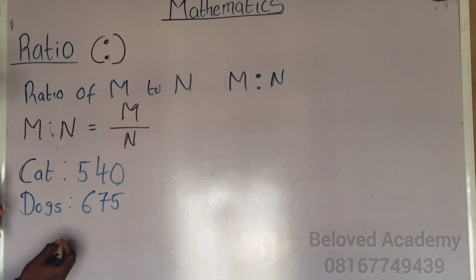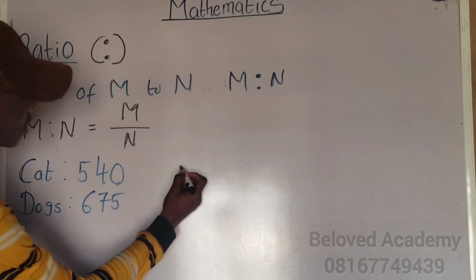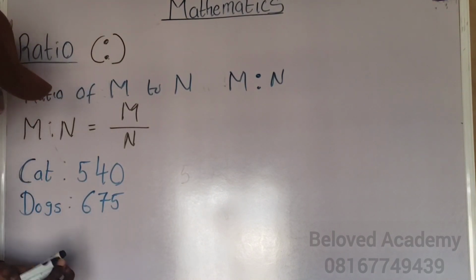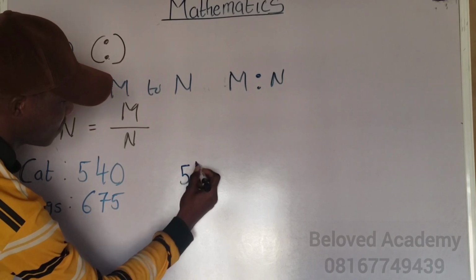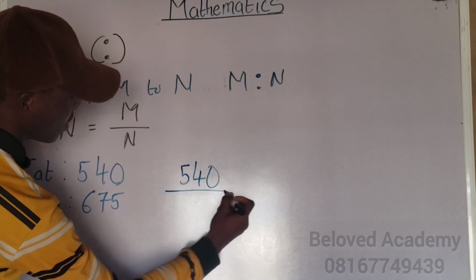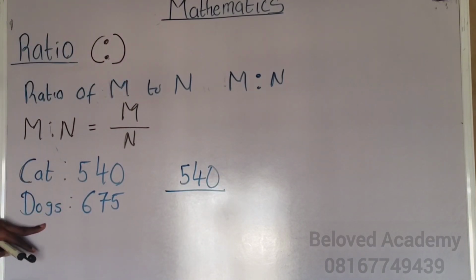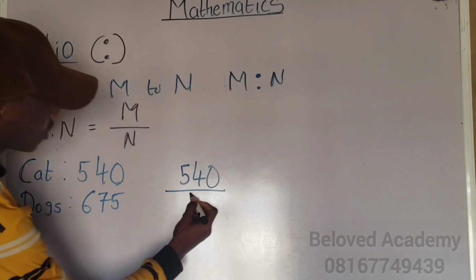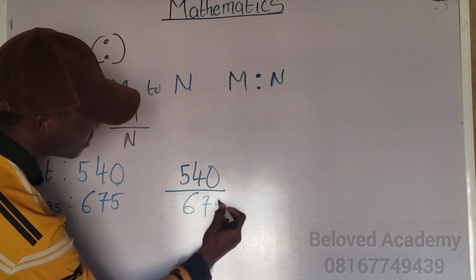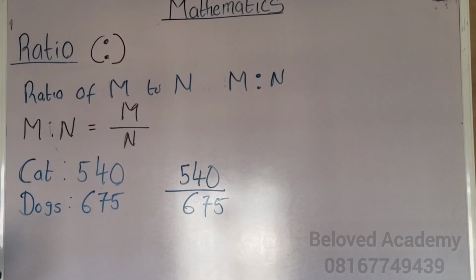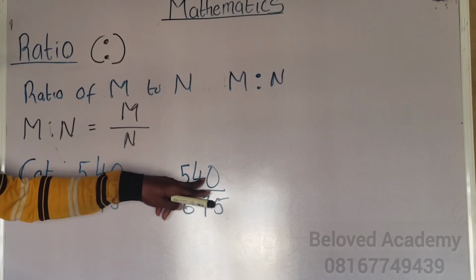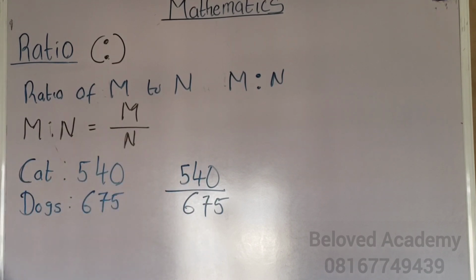Now let's go. For this, the first quantity is the cats, so I'm going to have 540 all over dogs. Dogs is what? 675. Do you understand? Okay, now you can see we have 540 over 675. What can go into 540 and 675? That is, you divide by 5.